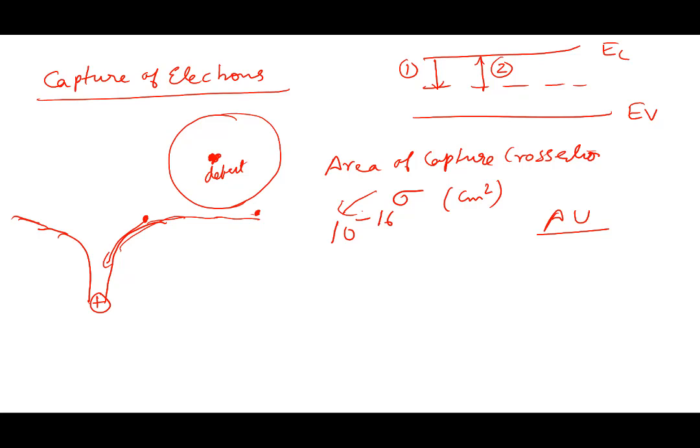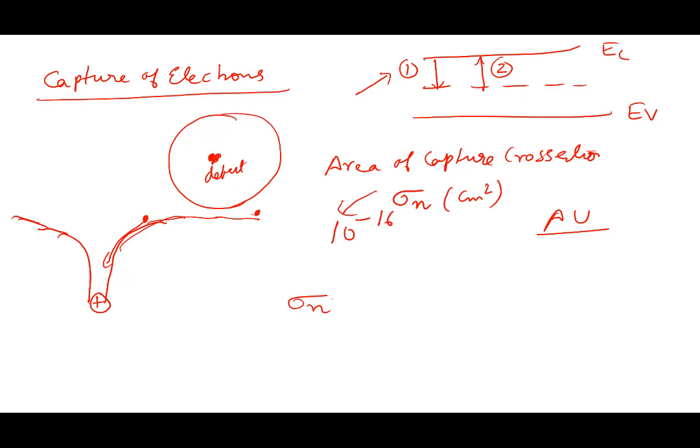All right, so now that we know that, this defect level is there. By the way, I should add this as sigma n. This is the capture cross section for electrons. Similarly, there will be a capture cross section for holes. So let me add sigma n. Now, what do you think is the probability that my defect level captures an electron? What would it depend on? Do you think it would depend on sigma? Obviously sigma. What else will it depend on?